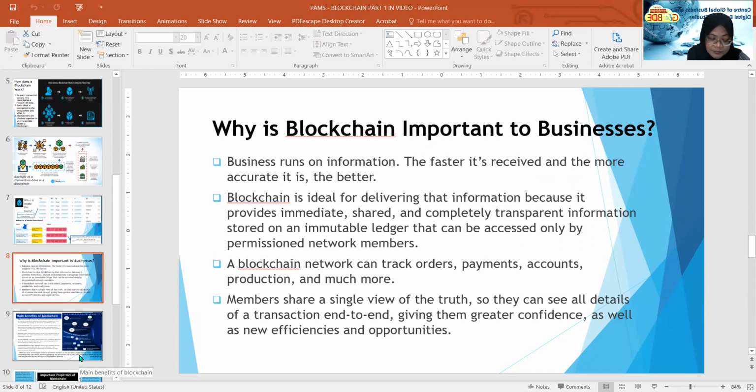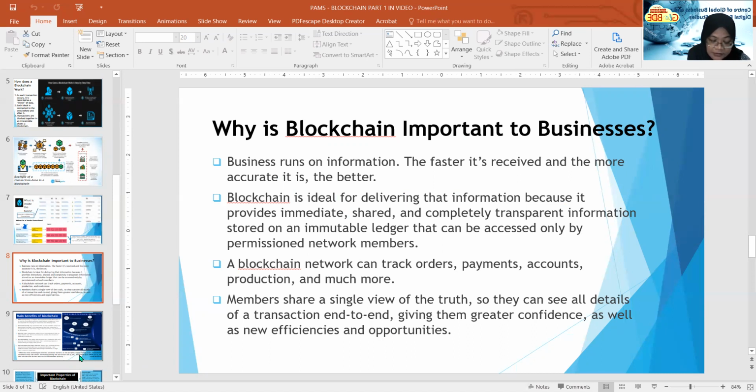Why is blockchain important to business? Well, the answer is information. Business runs on information. Every single step or action in business requires information: the price, the demand. The faster information is received and the more accurate it is, the better the decisions and actions will be. Blockchain is ideal for delivering that information because it provides immediate, shared, and completely transparent information stored on an immutable ledger that can be accessed only by permissioned network members.